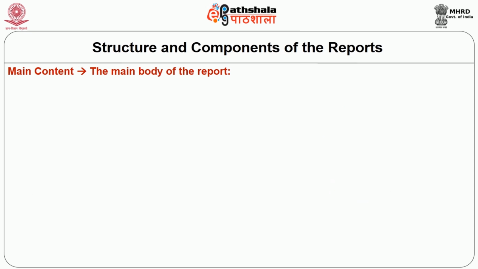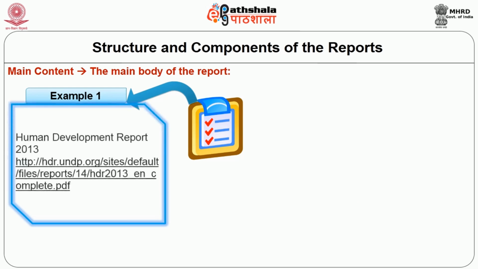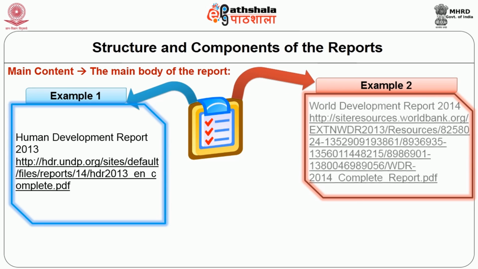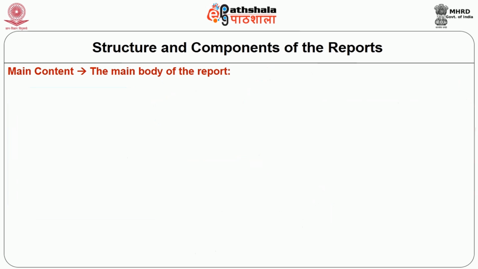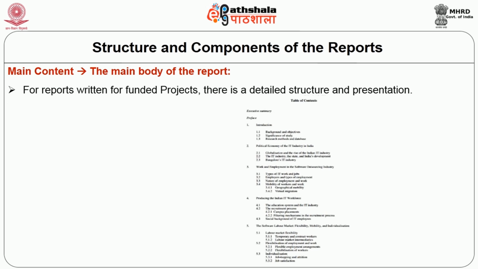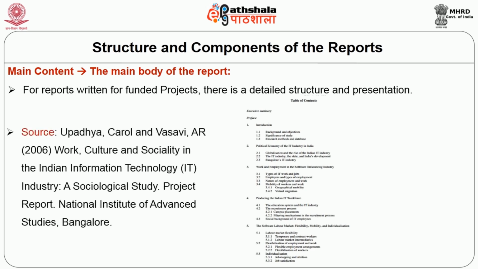You may refer to some of the reports provided in the URLs in the document to know how reputed international agencies offer their reports. For example, the Human Development Report, the World Development Report, and the Global Gender Gap Report, which was mentioned in the previous section. One can also look at the reports written for funded projects, and they usually have a detailed structure and presentation. For example, in the illustration, you may find the structure of a research report on the work and culture of the information technology industry in India.